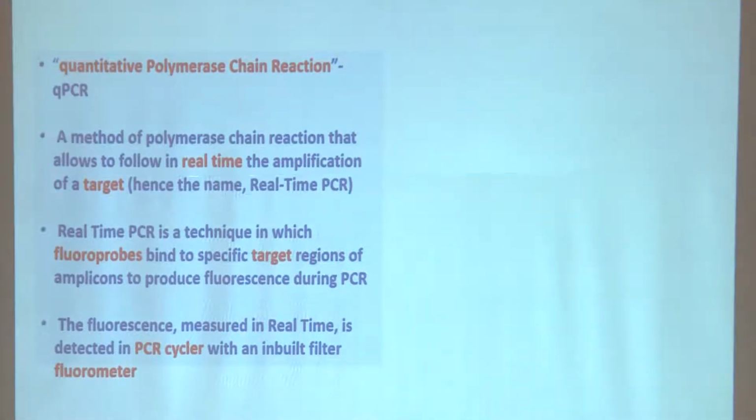Okay. So, maybe the coming slides will enlighten you how this is exactly done. The fluorescence measured in real time is detected in the PCR cycler with the inbuilt fluorometer, right. So, it is a normal PCR mixture only plus one additive, right. The normal PCR machine does the PCR function. This additive helps you to track what is really going on in the PCR mixture. Okay.